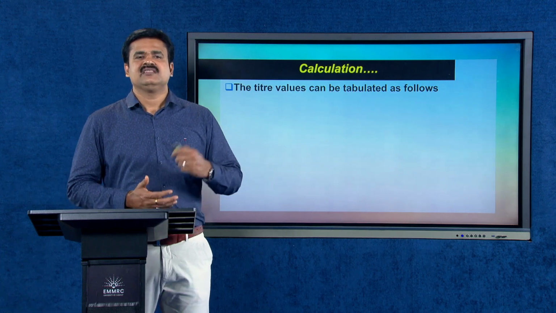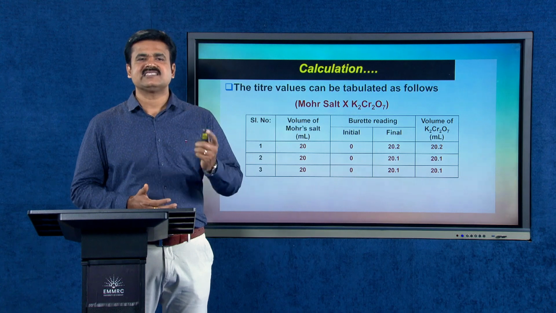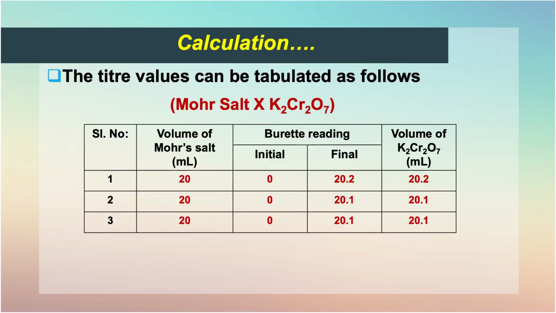Now, we are dealing with the calculation part. Continuing, the titer values can be tabulated as follows. These are the titer values obtained during the titration between Mohr's salt and potassium dichromate in a single burette method. Serial number, volume of Mohr's salt, burette reading and volume of K2Cr2O7 obtained are depicted here. And the concordant value of the titration will be equal to 20.1.